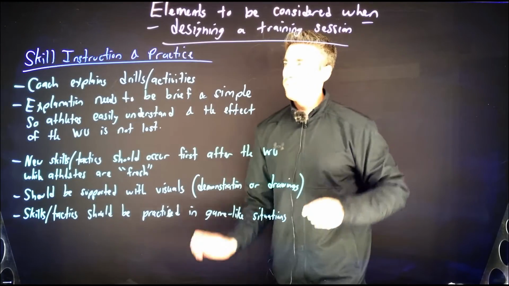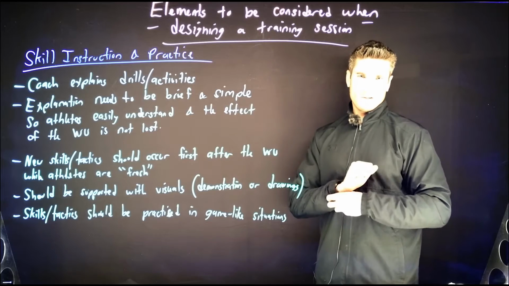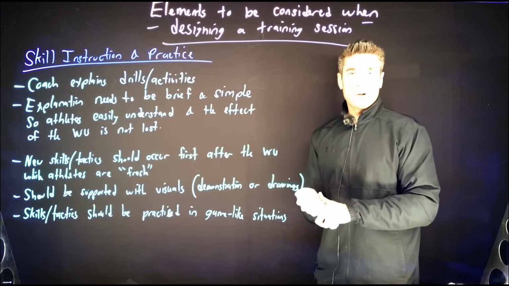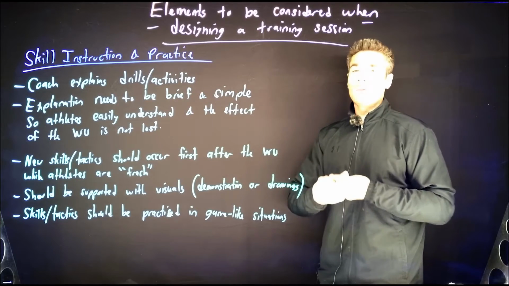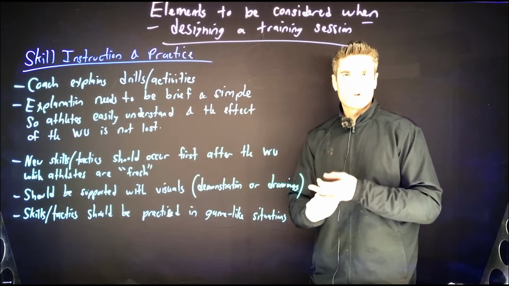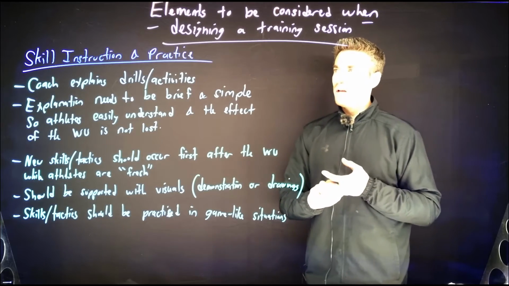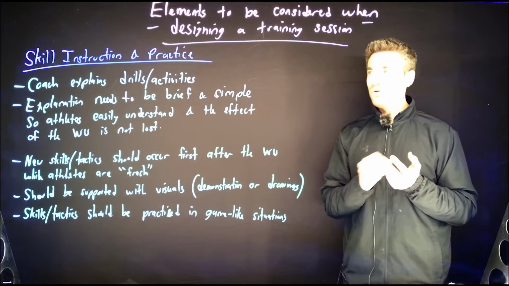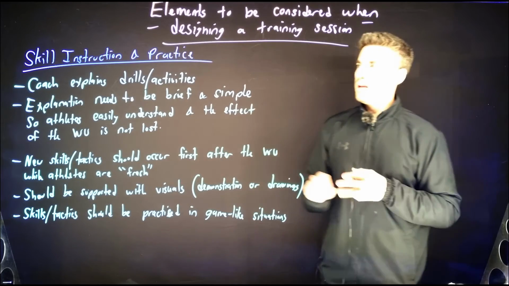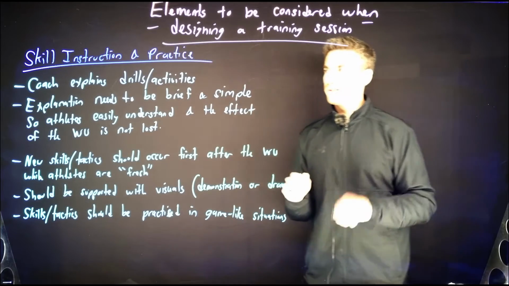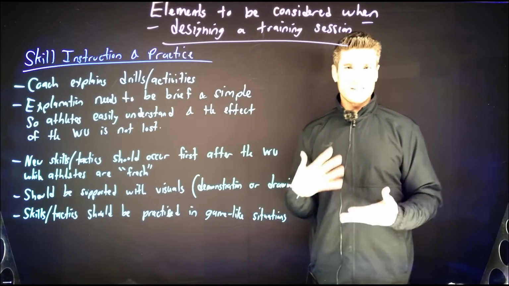All right, so our fourth part is looking at skill instruction and practice, all right? So we've considered the health and safety of our athletes, we've provided an overview of the session, we've done our warm-up, and now we're getting into the next thing, or the first part of the real training session, which would be skill instruction and practice, all right? So the coach briefly explains the drills and activities that the athletes are going to do that day, all right, and the purpose of them. The explanation of those drills and activities needs to be brief and simple for two reasons. So one, the athletes easily understand what's going on, okay?